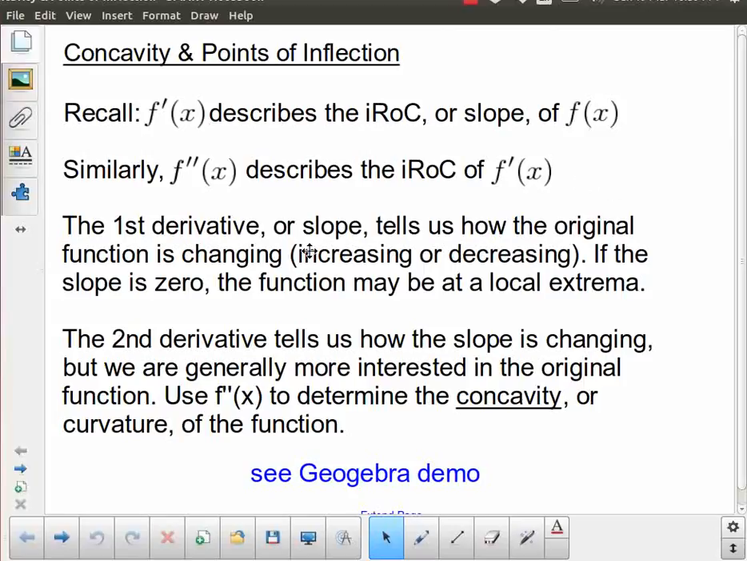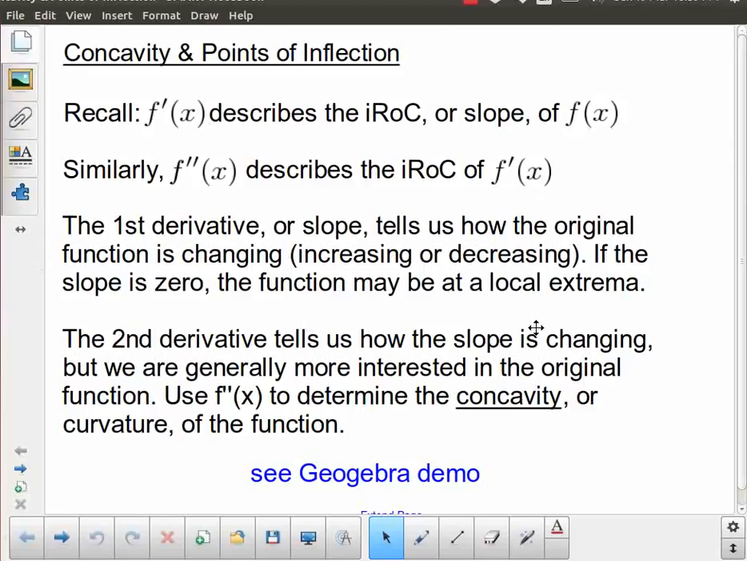So the first derivative tells us how the original function is changing, whether it's increasing or decreasing. That's what slope tells us. If we end up at a slope of 0, that means that the function seems to have leveled off, and quite often that occurs at a local extrema. Now I'm going to show you examples where that's not always the case, but for extrema that will happen.